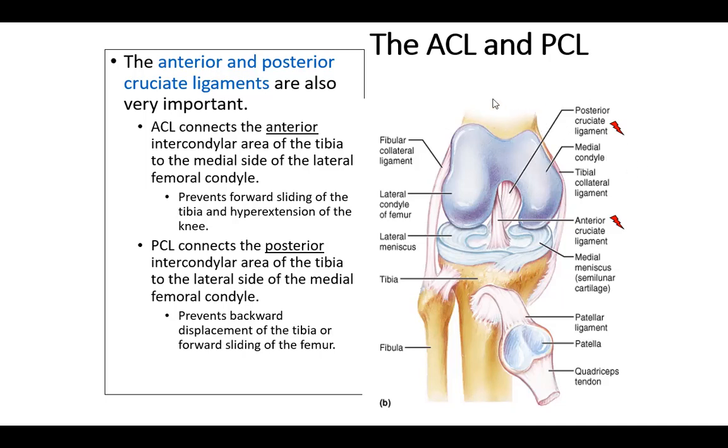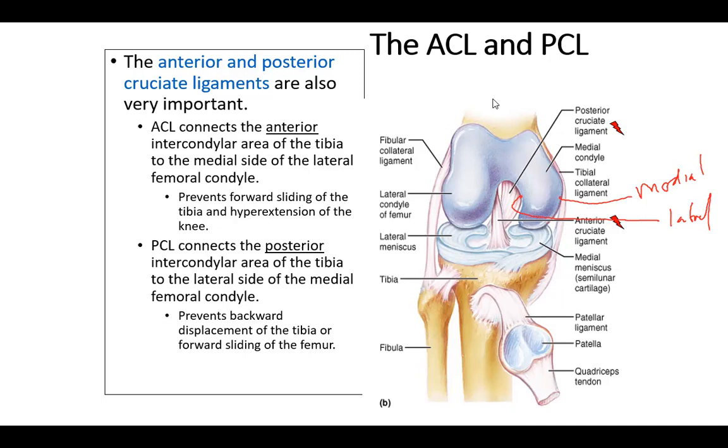Now the medial condyle has a medial side and a lateral side. The medial side is on the big toe side of the leg. The lateral side is on the little toe side. It doesn't matter that it's the medial condyle, you still have a medial side and a lateral side.